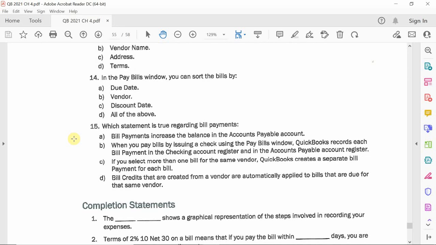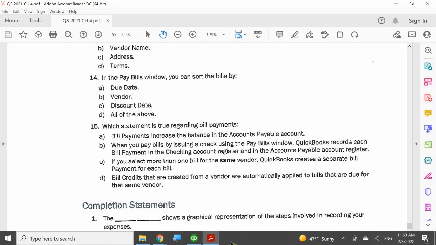All right, so remember, we're looking for the statement that is true in bill payment. So let's go ahead and look at all the answers, okay? But we'll go backwards. So you said D. D says bill credits that are created from a vendor are automatically applied to bills that are due. Now, is this true? Is it automatic? I don't think so. It's not. We have to manually do it ourselves. We have to be responsible to remember there is a credit, and we have to apply it ourselves by selecting one of the two options, right?